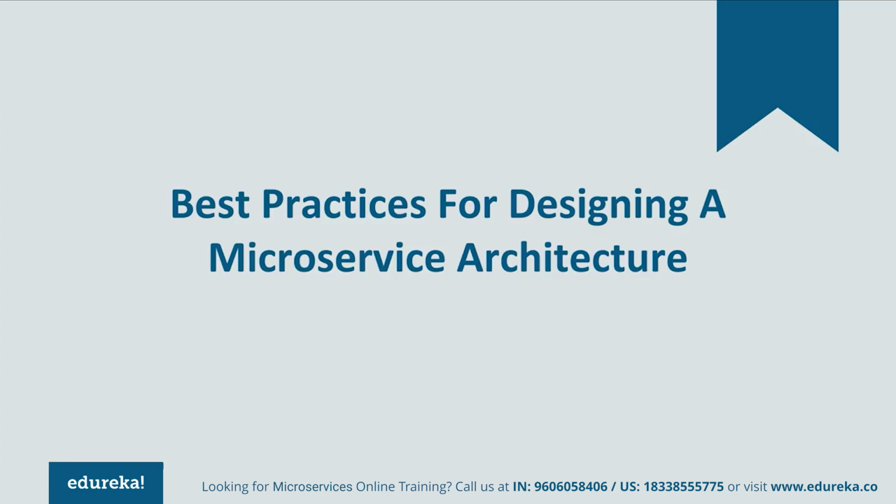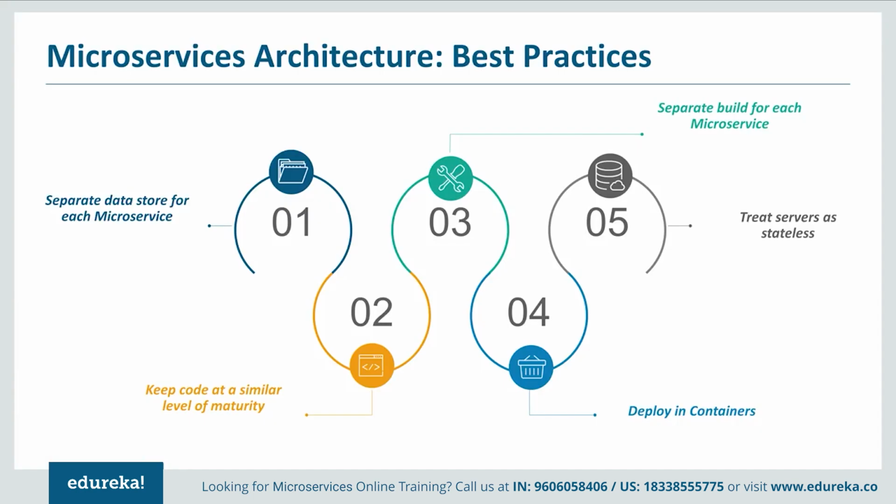Now that you've seen a real-life use case of Uber, can you think of any best practices to design microservices? Well, let's have a look at them. Initially, separate the data store for each microservice. Then, keep the code at similar level of maturity. Now, after this, separately build each microservice according to its respective features and then deploy into containers. Lastly, treat the servers as stateless for communication.